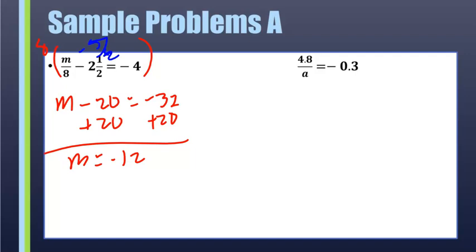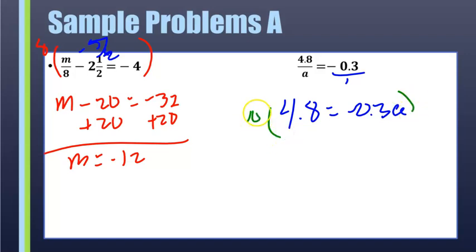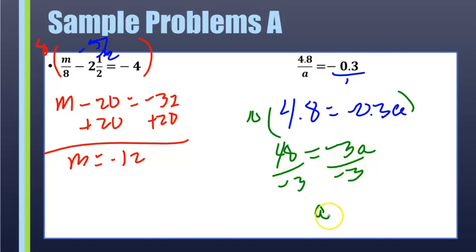And our last one here, I'm first going to cross multiply. So this is going to give us 4.8 equaling negative 0.3a. Now just know that everything is over 1, so that's why I had that 1 here. Now I can multiply everything by 10. That gives us 48 equaling negative 3a. Divide by negative 3 on both sides. A is going to equal negative 16.